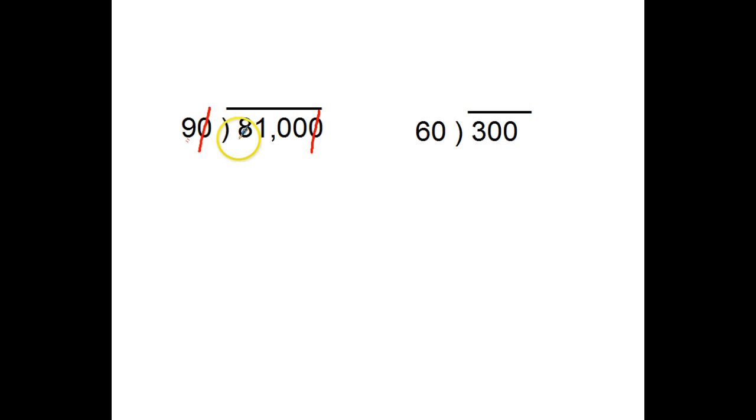I've got 9. How many times does it go into 81? 9. How many zeros have I still got left? 2. So 81,000 divided by 90 is 900. Next problem, I've got 300 divided by 60. Get rid of 1 0 on the inside and 1 on the outside. And now I'm left with how many 6's are there in 30? 5. So 300 divided by 60 equals 5.